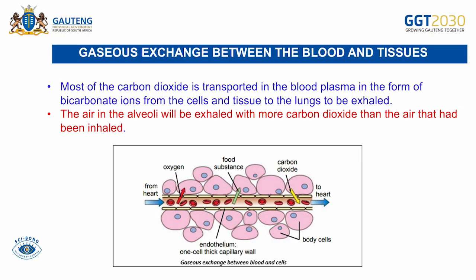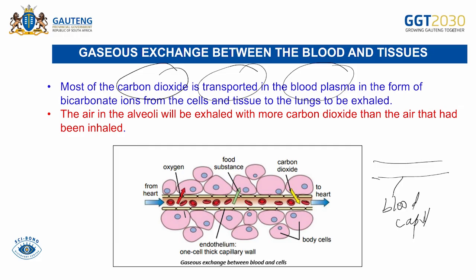So now you need to know, learners, what are the forms in which carbon dioxide and oxygen are carried. So most of the carbon dioxide is transported in the plasma. So here you have your blood cells, okay? And here's the liquid in your blood capillary. Here's your blood capillary. And you're going to have fluid in your blood called plasma. And you're going to have your red blood cells, okay?